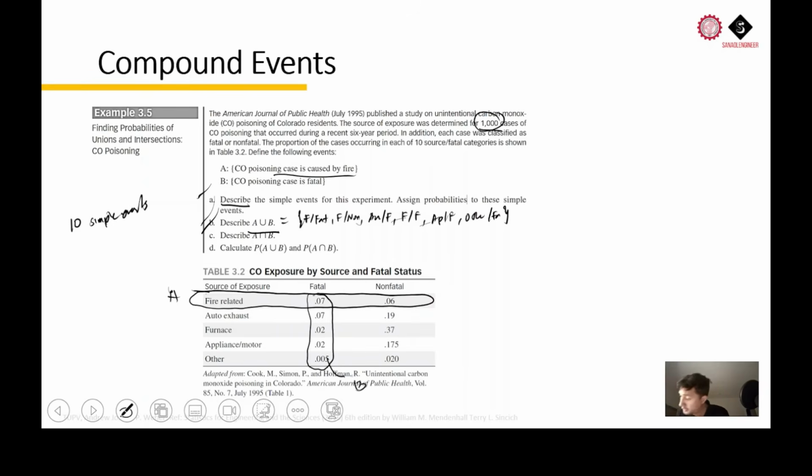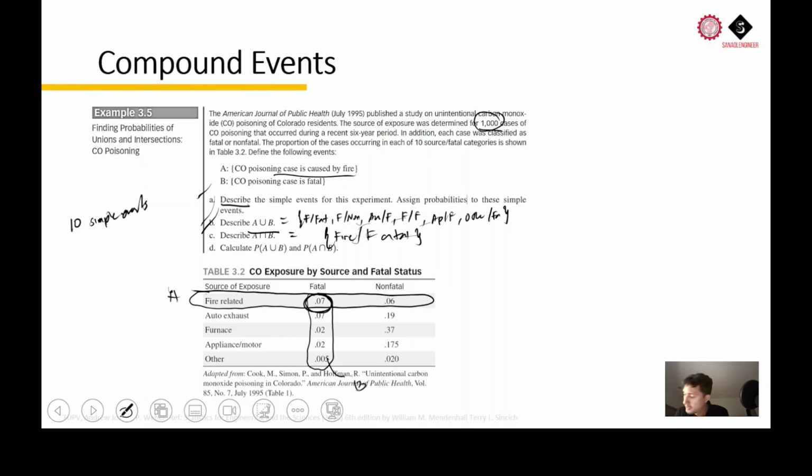Letter C. Letter C is to describe A intersection B. So we have already drawn event A and event B, but now the interest is the intersection. So the intersection is only this one. Okay, so that would be fire under fatal. So that is the description of A intersection B.